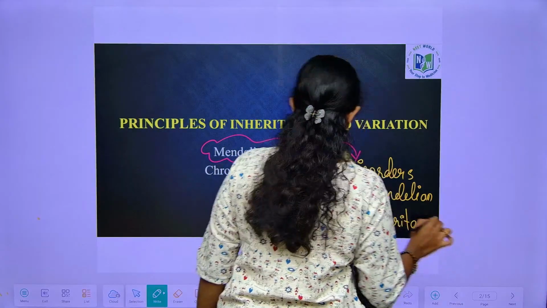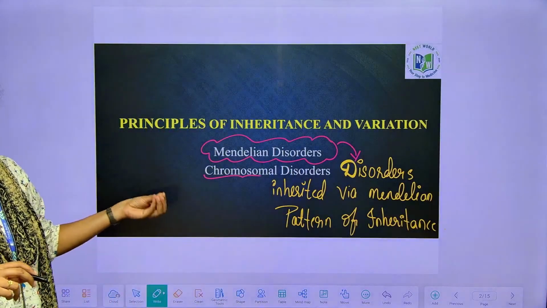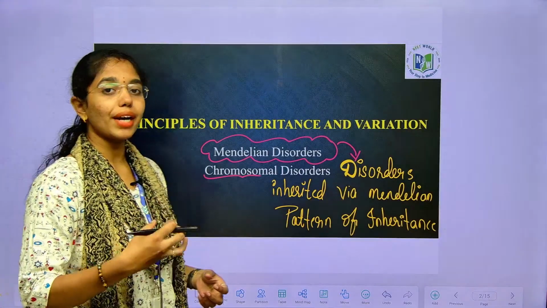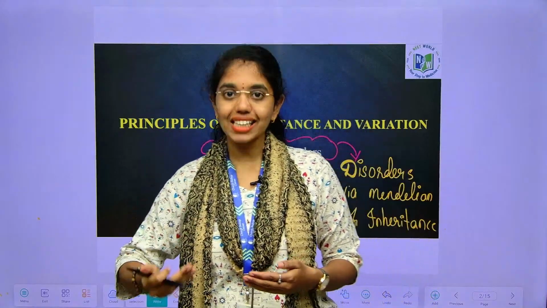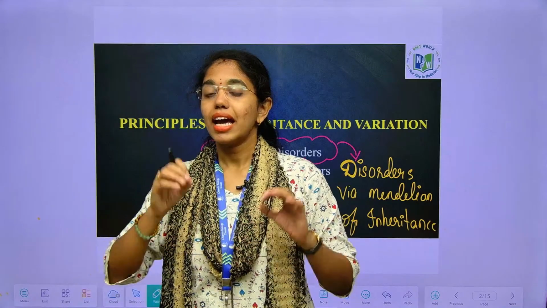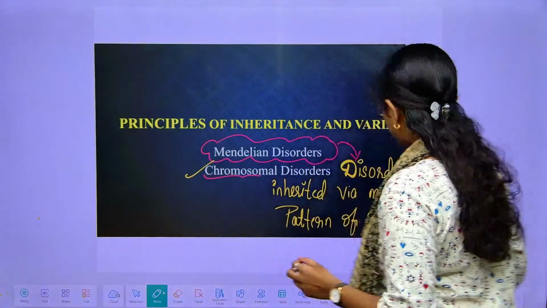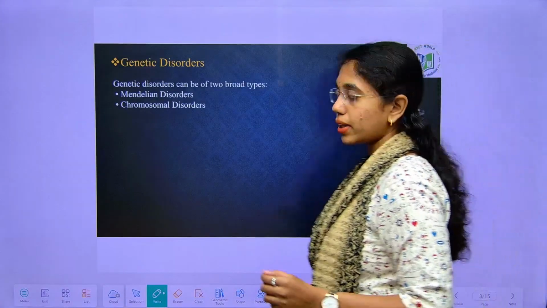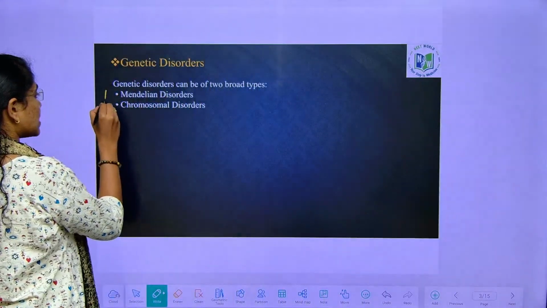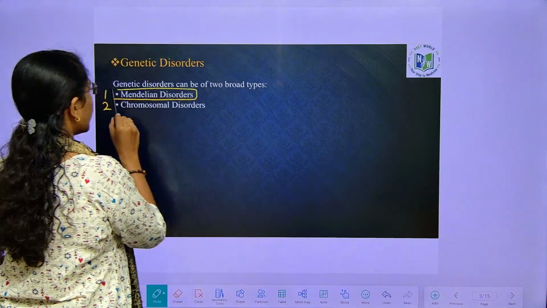And what are chromosomal disorders? Chromosomal disorders occur through chromosomal mutations. The mutations that happen in the number of chromosomes, either an increase or a decrease in the number of chromosomes, be it autosomes or allosomes, will lead to chromosomal disorders. So genetic disorders are of two types, one Mendelian disorders and second chromosomal disorders. Today in this class we are going to learn about Mendelian disorders.